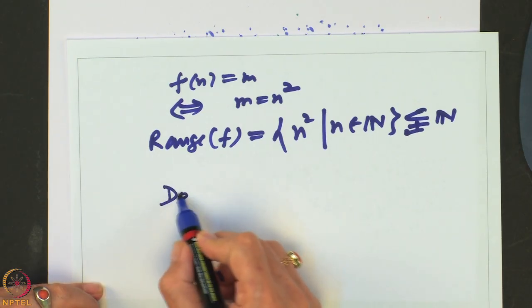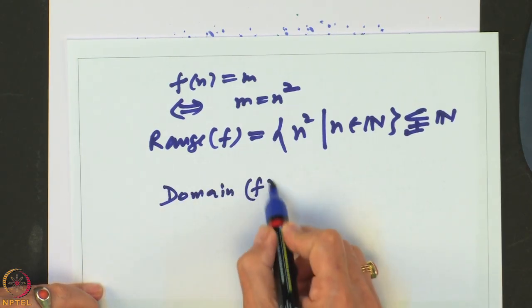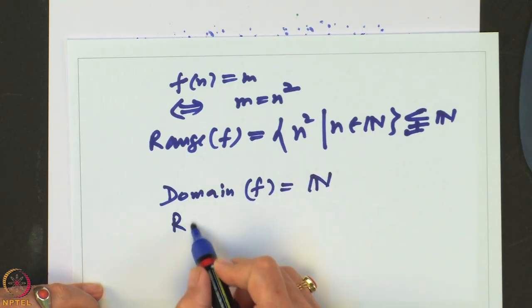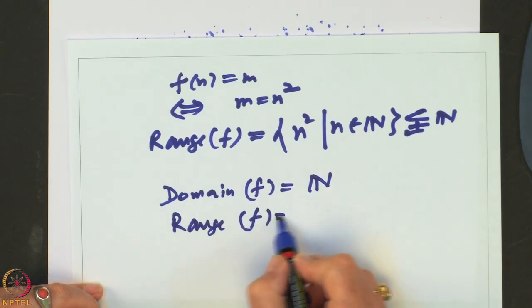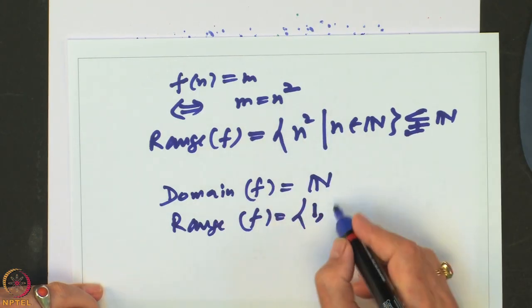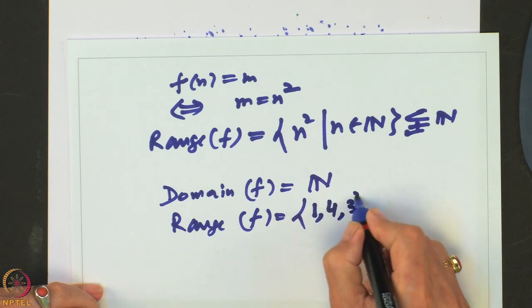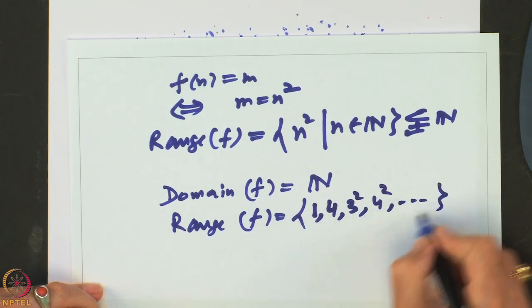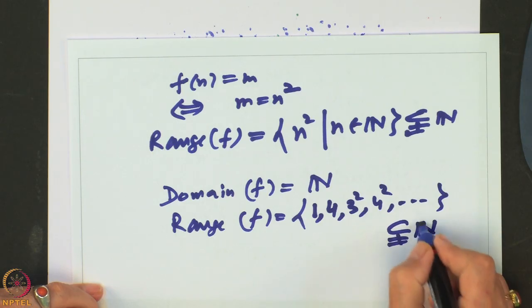So, the domain of this function is equal to N and the range of f is equal to all numbers 1, 1 square is 1, 2 square is 4, 3 square, 4 square and so on, which is a proper subset of N. So, codomain is something which can be bigger than the range of the function. Range is a part of the codomain, it can be equal. We will see later on when these two are equal. We will look at some properties later on.